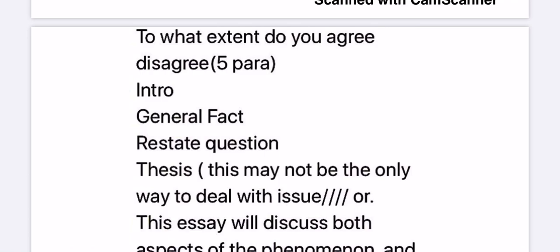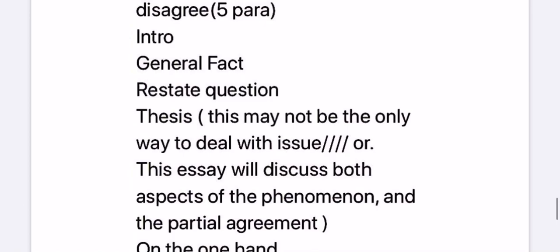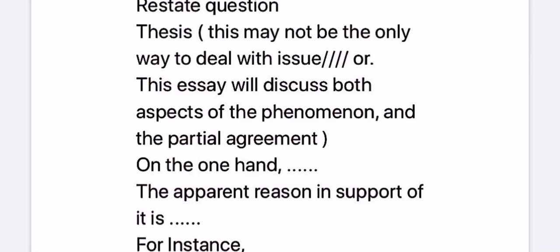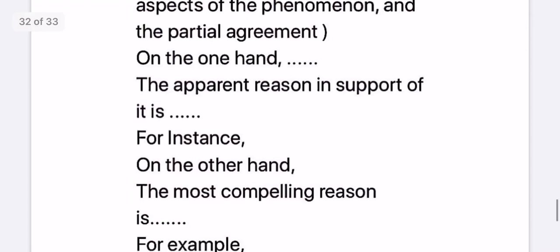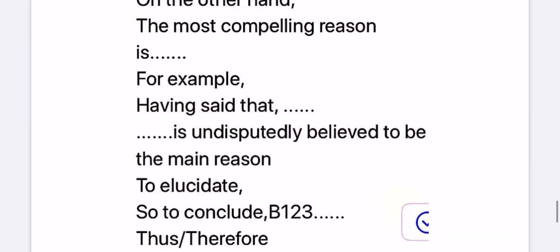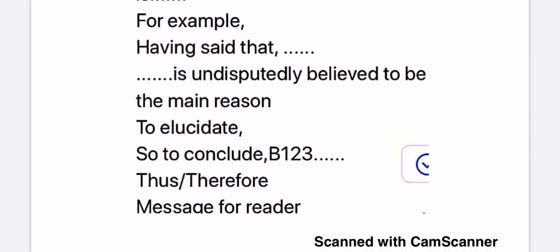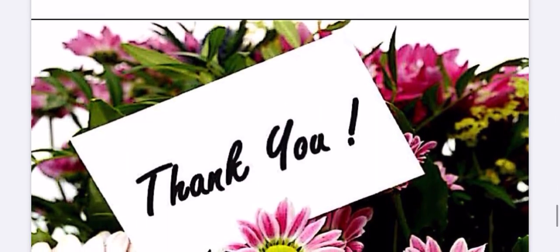This is the formula which you can keep in mind while framing this kind of essay, 'to what extent do you agree or disagree': general introduction, general fact, then restate, then thesis. You can write, this may not be the only way to deal with the issue, or this essay will discuss both aspects of the phenomenon. Partial agreement on the one hand, then reason, example; on the other hand, reason, example. Having said that, reason, example, and then conclusion. So to conclude, B1, B2, B3, whatever, thus, therefore, and a message for the reader. So this is the structure which you can follow in a 'to what extent' essay.